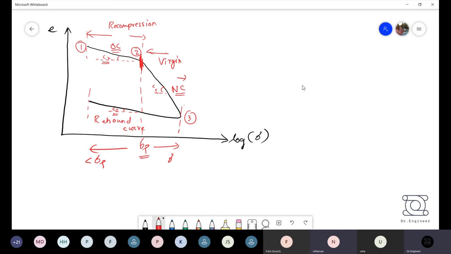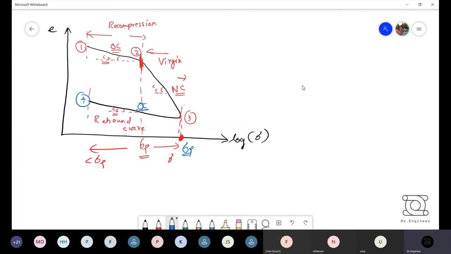Once you reach sigma 3, point 3, you start unloading. After point 3 you are unloading. Now, what is the maximum stress? The stress here, which I'm writing in blue ink, is the new pre-consolidation pressure. So from point 3 to point 4, the soil is again in OC state. This is the new sigma P. You have applied some additional stress beyond the old sigma P and brought the pre-consolidation pressure to this blue point, the blue sigma P. So after unloading, the soil is again in OC condition.